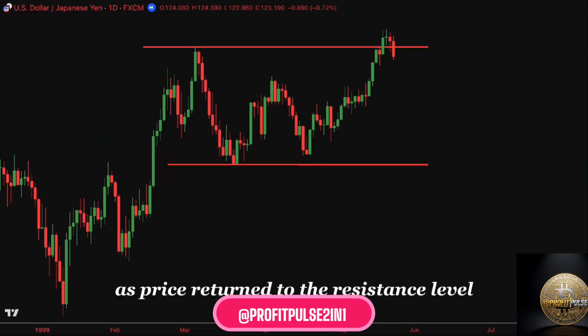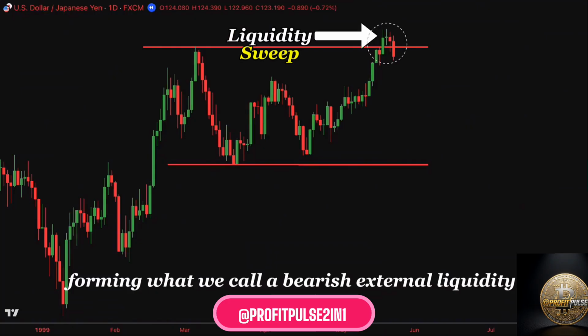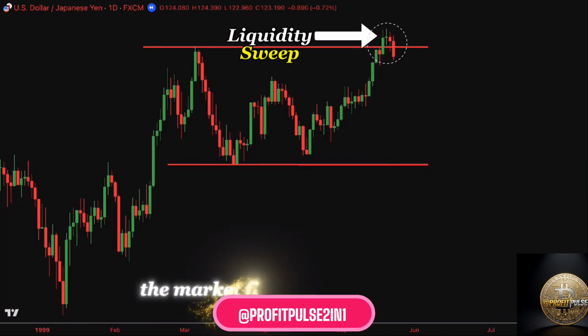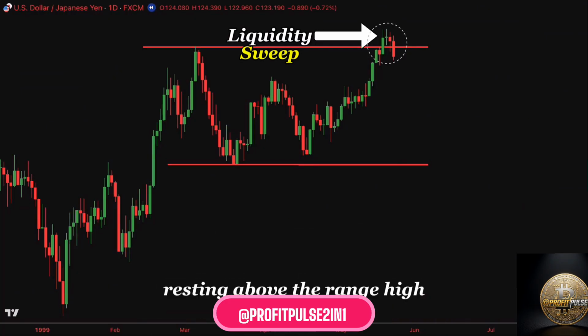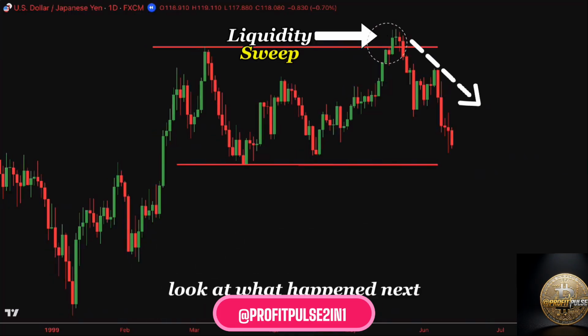As price returned to the resistance level, it broke above it and then quickly closed back below it, forming what we call a bearish external liquidity sweep. The market first took the liquidity resting above the range high and then reversed sharply lower. Look at what happened next.